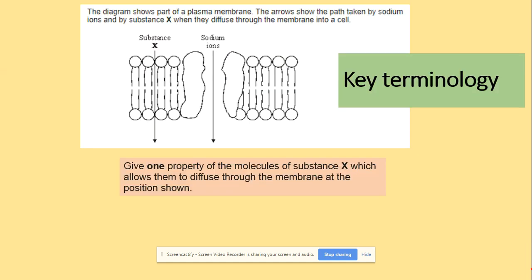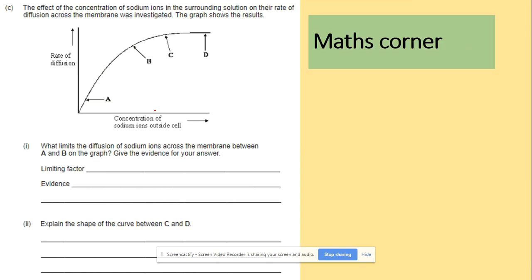Right, so again, key terminology: give one property of the molecule X that can diffuse. As you can see, what kind of diffusion is it? Yes, it's simple diffusion because it goes through the phospholipid bilayer. So what did we say? A small, non-charged, and lipid-soluble molecule. So another thing here, we've got the rate of diffusion and concentration.